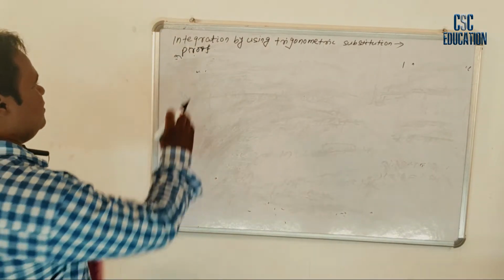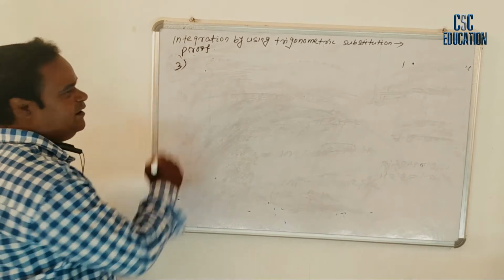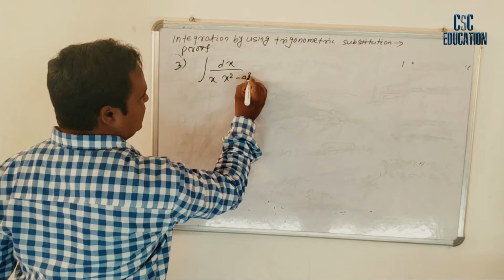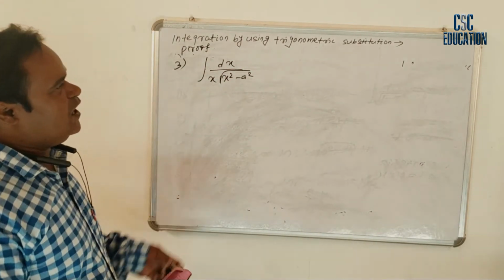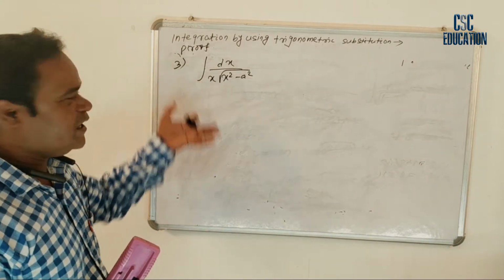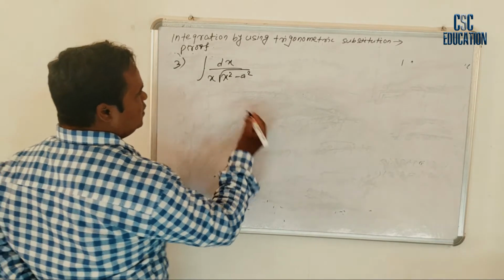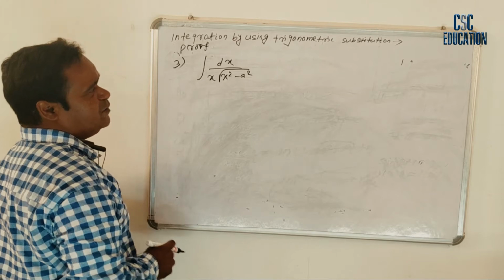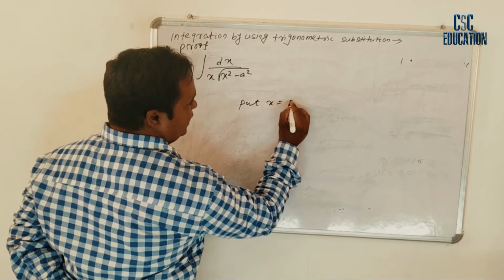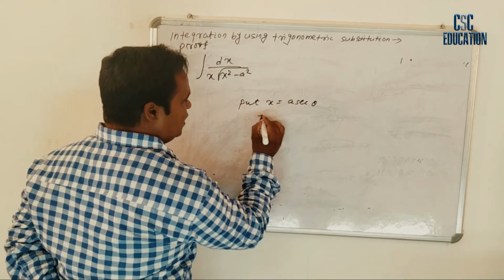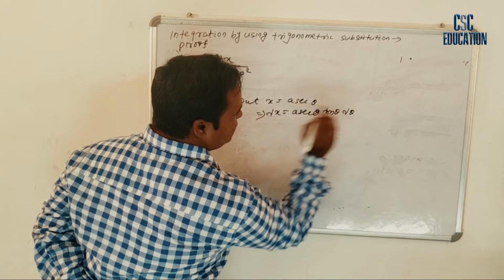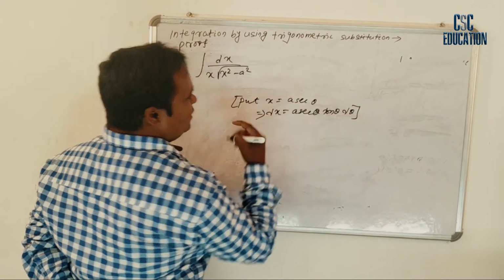Next one is proof number 3. Proof number 3 is the integration of dx divided by the root over x square minus a square. I prove all the formulas because this is the proof related to the problem-based questions. Okay. So here dx divided by the root over x square minus a square, where a is the constant, no problem. So here put x equals a sec theta. Okay. Now dx equals a sec theta tan theta d theta.